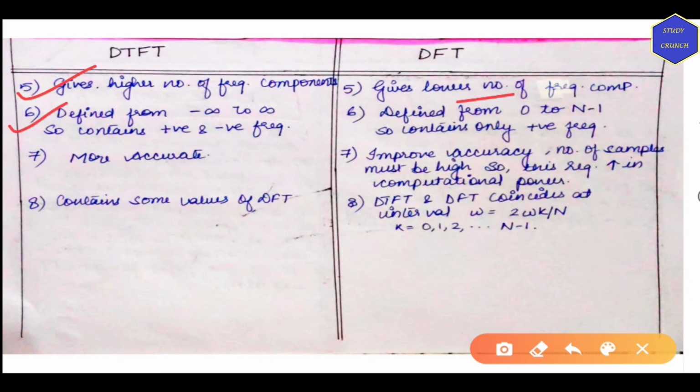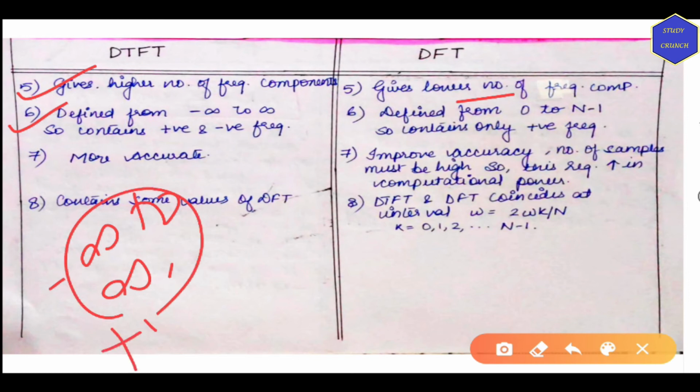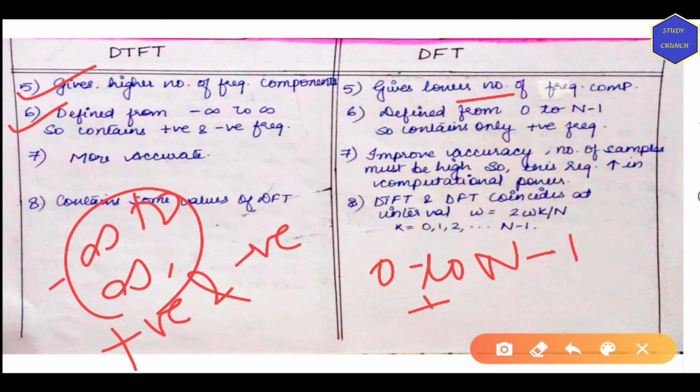Then DTFT is from the range of minus infinity to infinity, and so we can conclude that it gives us both positive and negative frequency ranges, whereas DFT, since it is from 0 to n minus 1, only gives a positive frequency range.